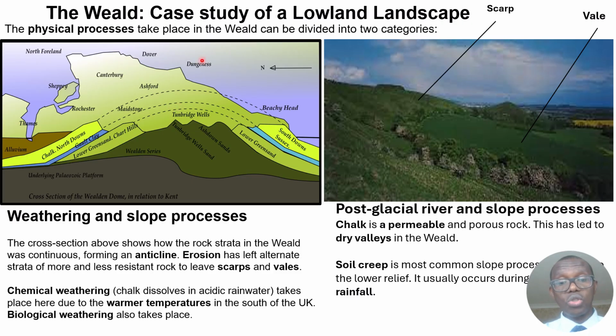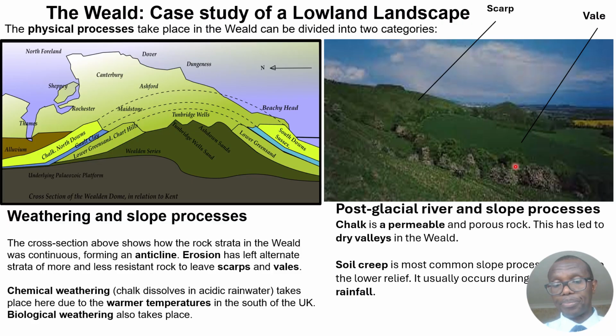And then we also have biological weathering taking place because, as you can see here, we do have vegetation on the landscape. So that means that when the roots of these plants go into the cracks in the rocks in this particular area, and then as the plant grows, those roots are going to get bigger. And as they get bigger, they are going to expand the cracks in those rocks and cause those rocks to break up.